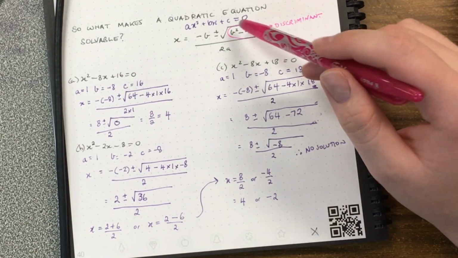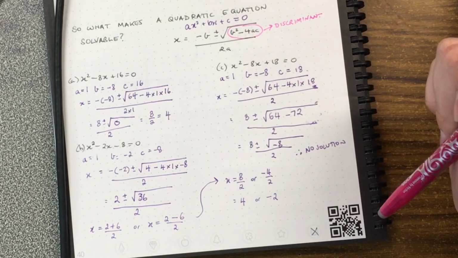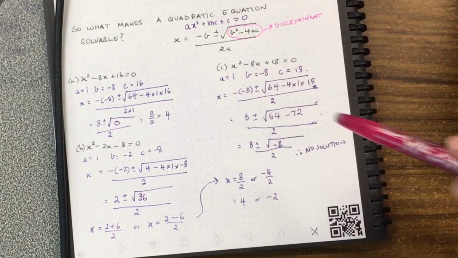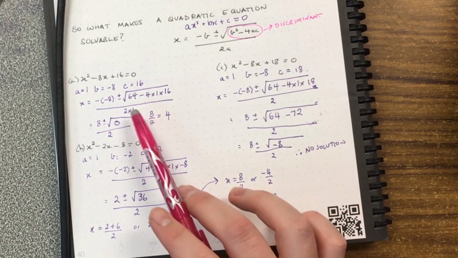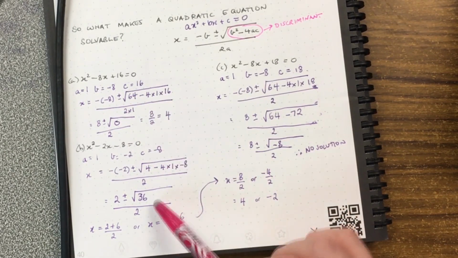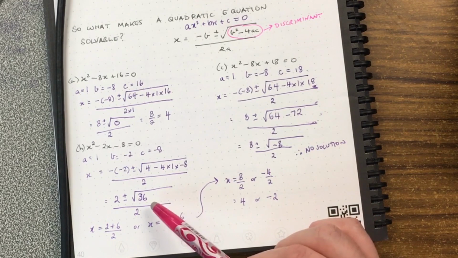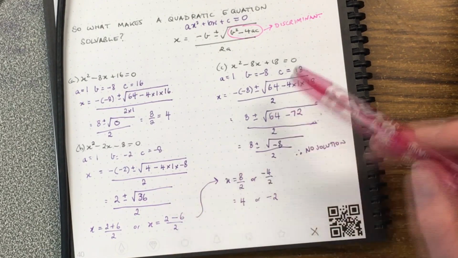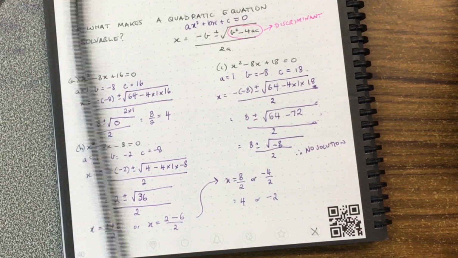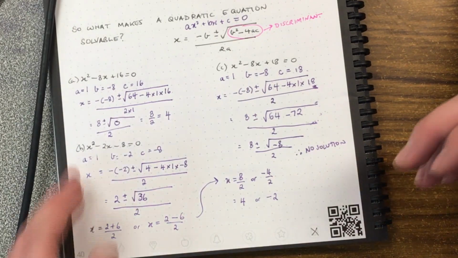Whatever the number under that square root is will determine how many solutions you've got. And that's what we call the discriminant. For example, this first one, the discriminant was 0, so we ended up with just 1 solution. Here, we've got a positive number, so we ended up with 2 solutions. Here, we ended up with a negative number, and so we can't solve that, so there would be no solutions.